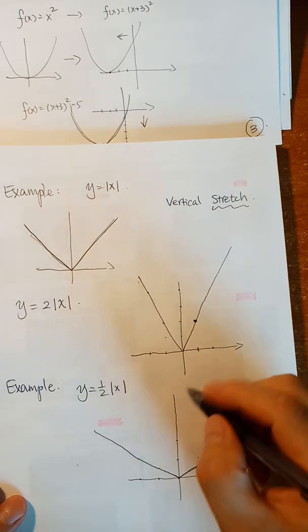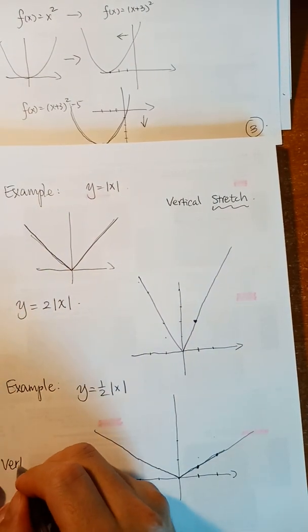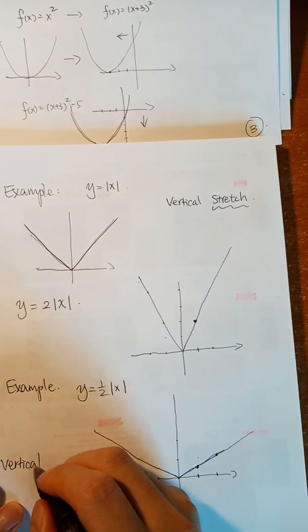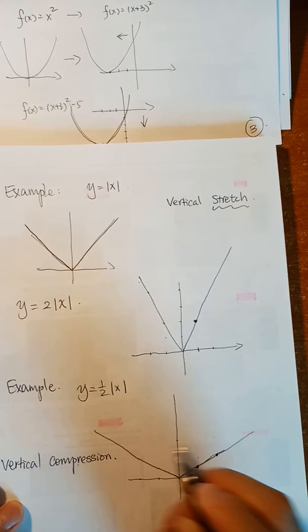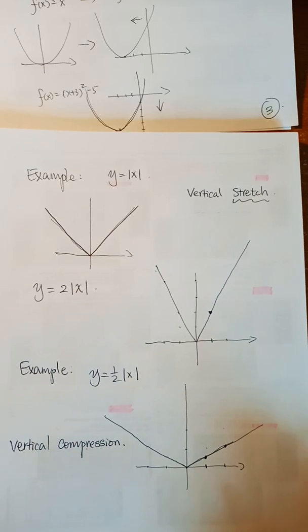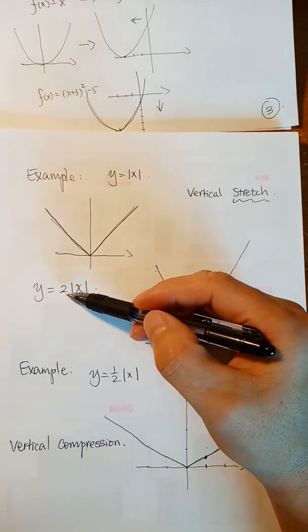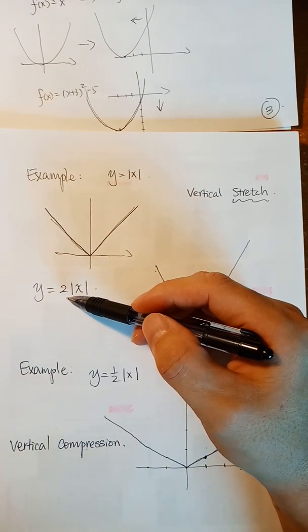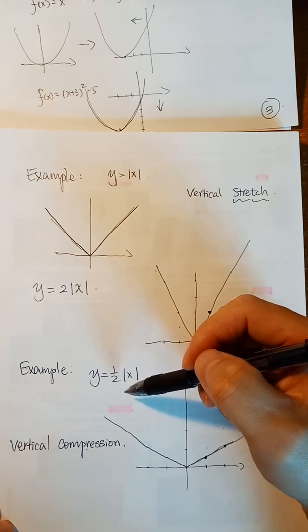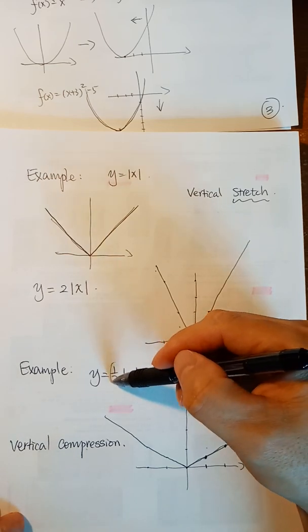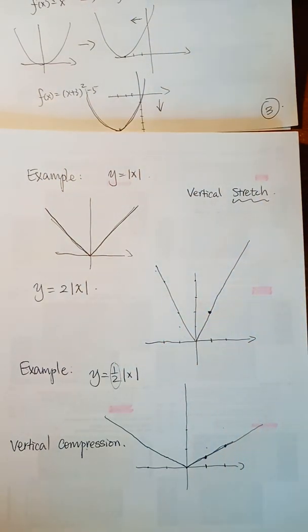So this is a vertical compression. So what is a stretch? What is a compression? If the value is greater than 1, it's a stretch. If the value is less than 1 and greater than 0, it's a compression. So it depends on the value of this coefficient. Big, stretch. Small, compression.